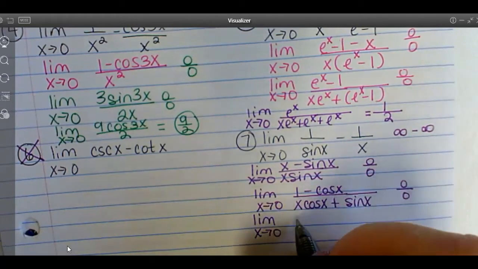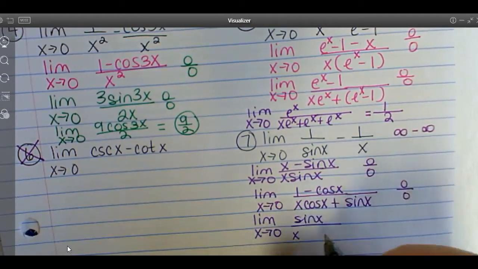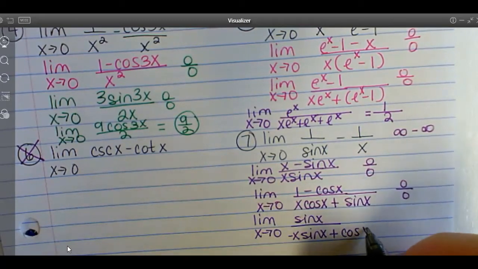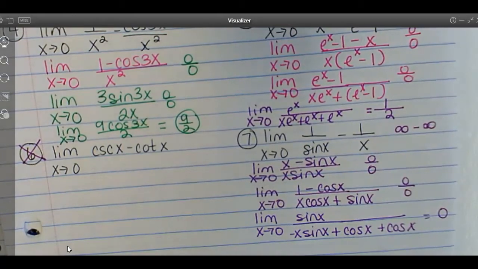The derivative of cosine is sine. Let's do the product first. Derivative of the second, plus second derivative of the first, and then the derivative of sine. We do have a 0 on the top, and then that'll be 0, but these are both 1, so 0 over 2, which is 0.